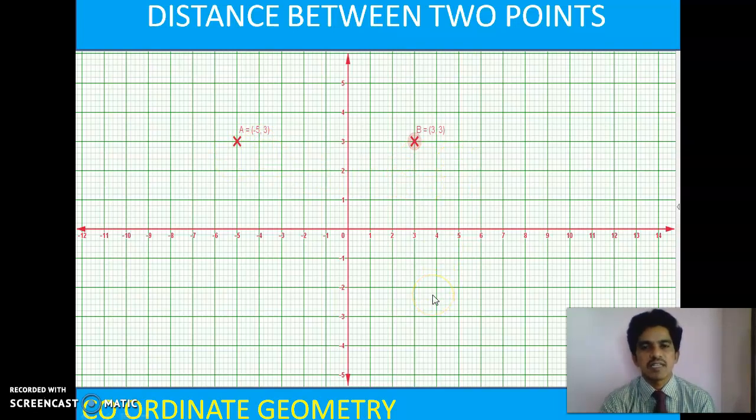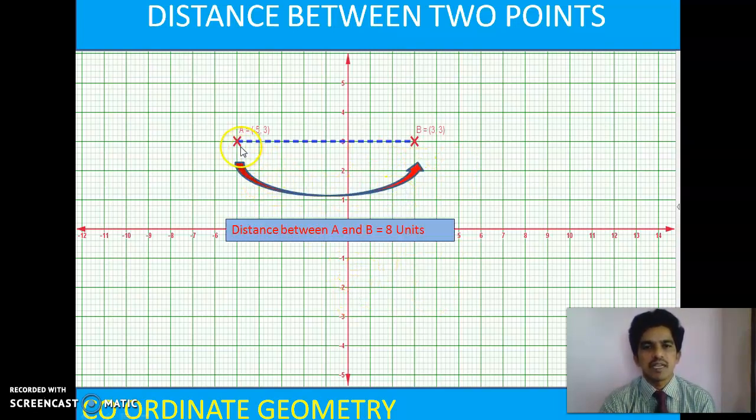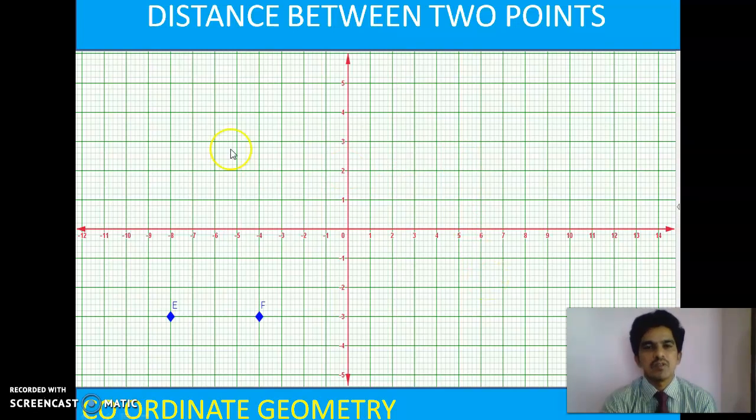Now you try to calculate the distance between these two. How much is that? You just count the units which are between A and B. So this is clearly 8 units. Right? Now let us move on to some other points. We have taken these 2 points in the third quadrant. Now write the coordinates of these points. Minus 8 and minus 3 is for E. Minus 4 and minus 3 for F.